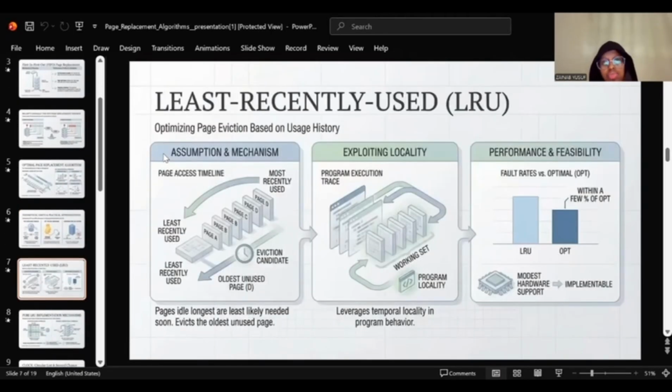The least recently used, which is also known as LRU. LRU assumes that the least recently used page is the one least likely to be needed soon. It works very well on programs with strong temporal locality, meaning recently used data is likely to be reused. LRU performs close to OPT but requires hardware or software support to track recency.